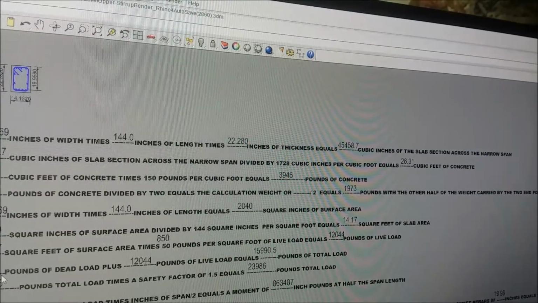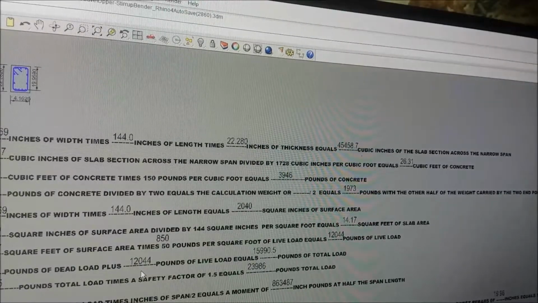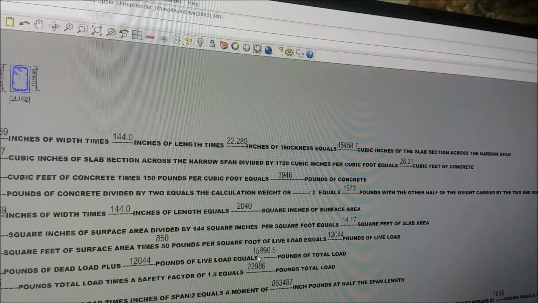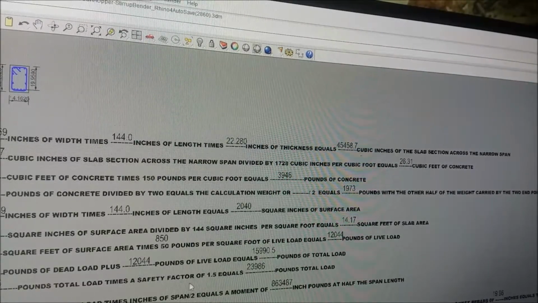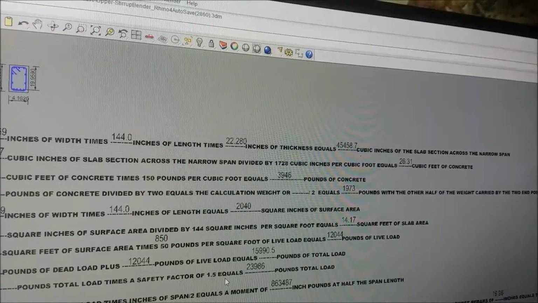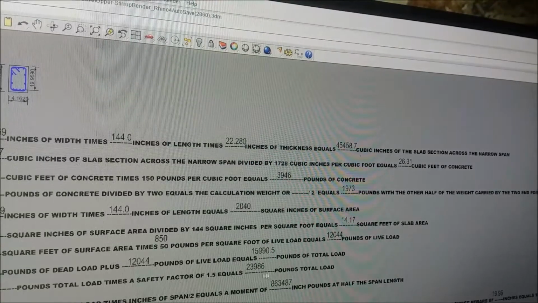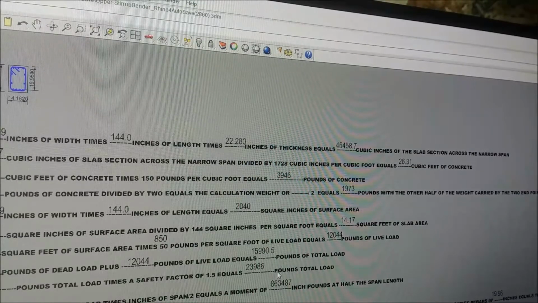Okay, 3,946 pounds of dead load plus 12,044 pounds of live load equals 15,990 pounds of total load. 15,990 pounds of total load times a safety factor of 1.5, equally applicable on this, gives you 23,960 pounds of total load. That's got to be resisted by the steel and the concrete.